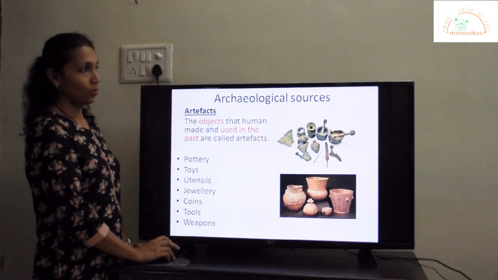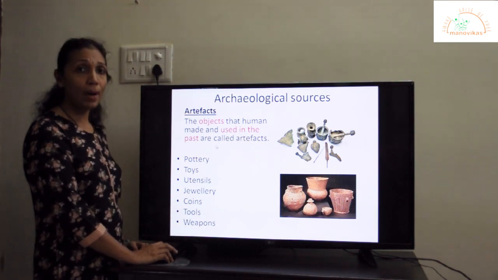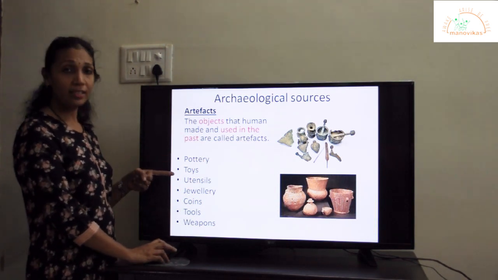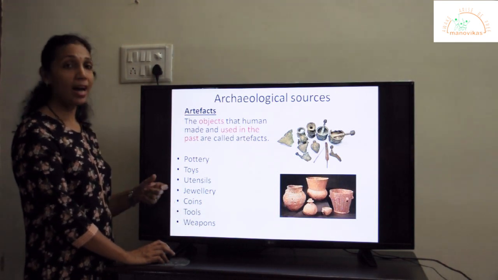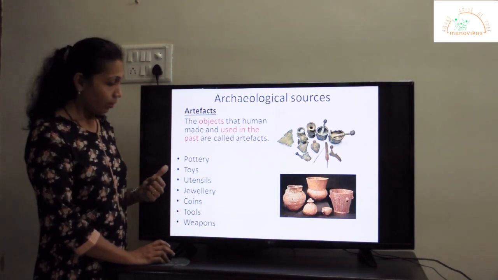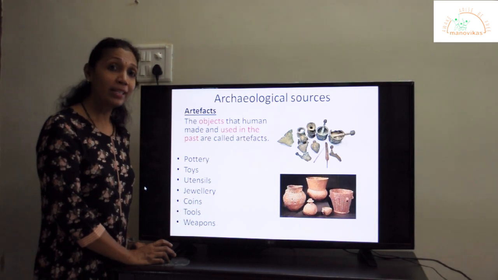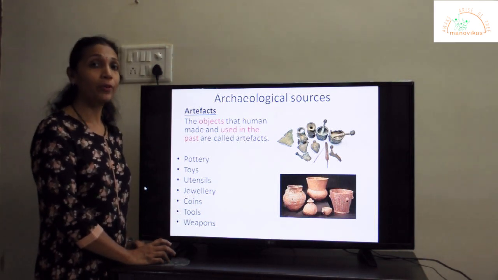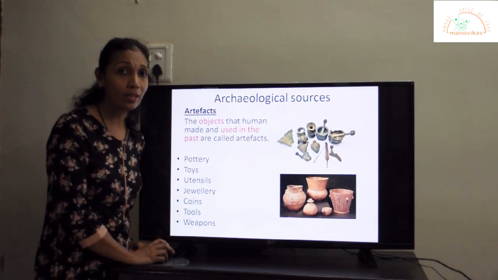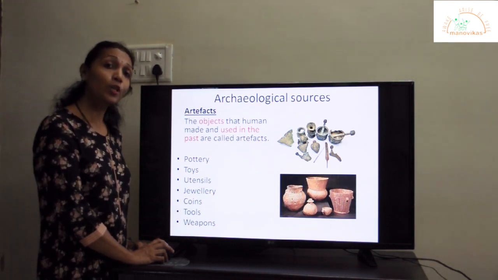The next archaeological source is artifacts. The objects that humans made and used in the past are called artifacts. Potteries, toys, utensils, jewelry, coins, tools and weapons are artifacts. For example, the tools and weapons that were used in the past can tell us which metals were known to the people during the past. Similarly, toys and small clay models of animals can help us to understand the animals that were used during those days.